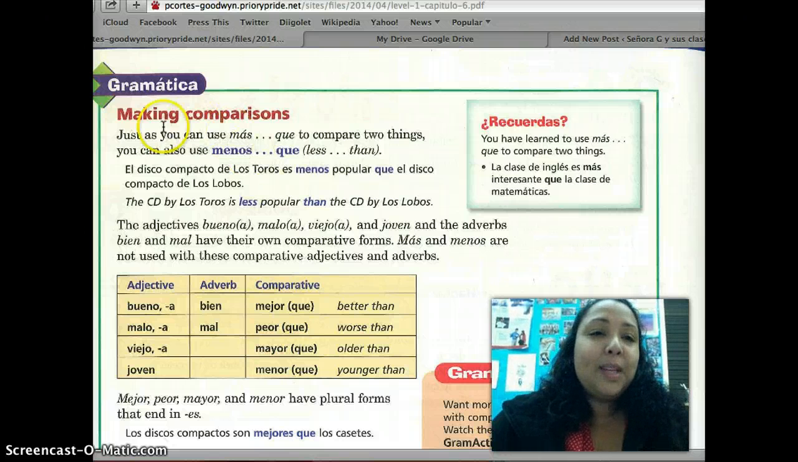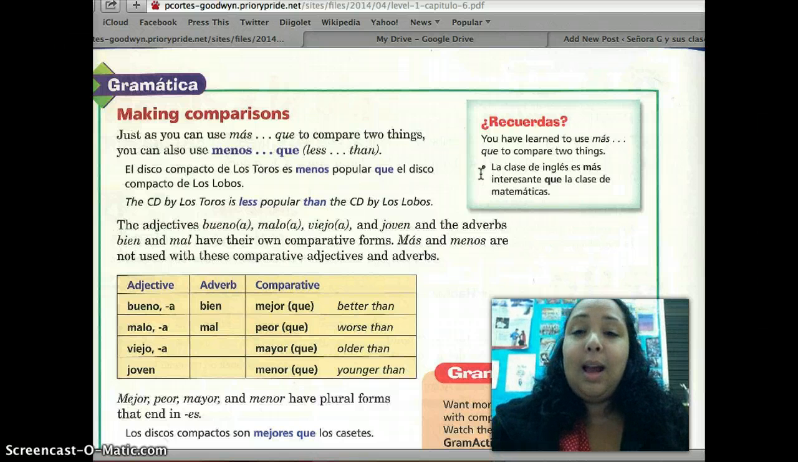So let's look back at here. Just as you can use más que to compare things, which it says over here in the box, recuerdas, you've learned to use más que to compare two things. Now más que means more than. And the example they've given you here is la clase de inglés es más interesante que la clase de matemáticas. Take a moment and figure out what that means. La clase de inglés es más interesante que la clase de matemáticas. You should have figured that English class is more interesting than math class.